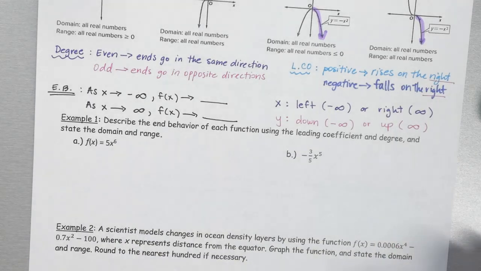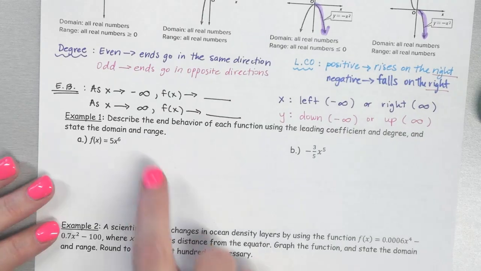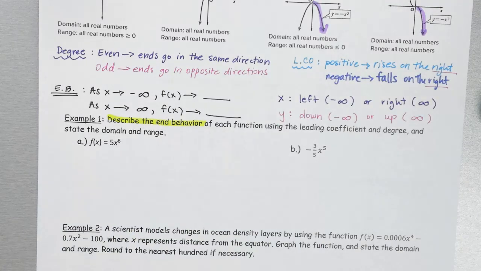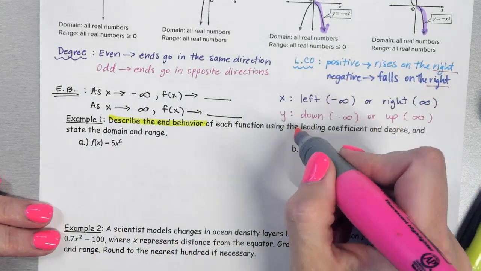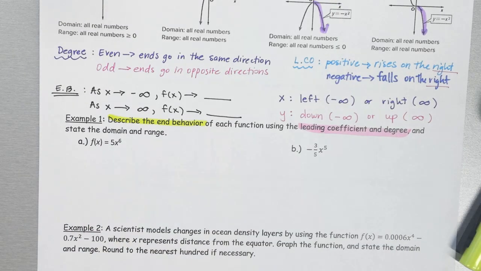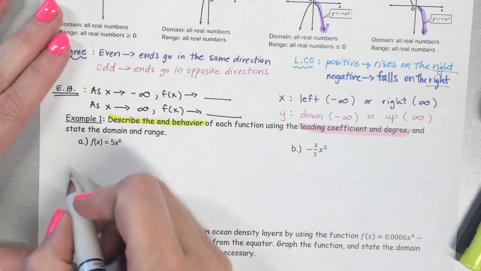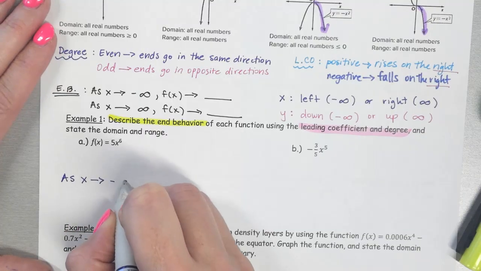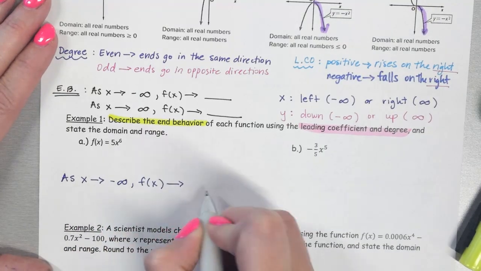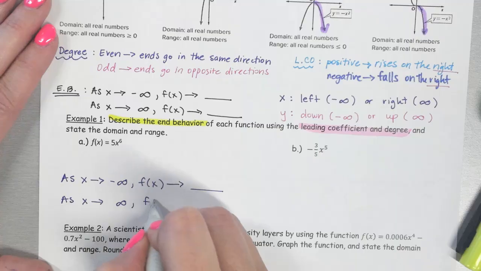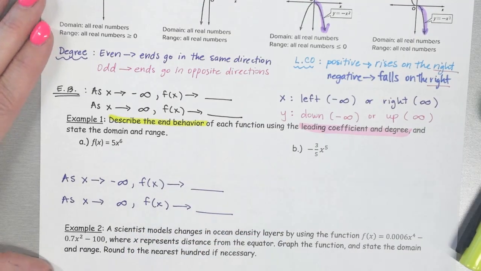We are going to tackle the first part of this where it says describe the end behavior. It says you have to use the leading coefficient and the degree, which just means you aren't going to graph it. You aren't going to look at the graph. And then it says and state the domain and range. We are going to do that in a second. What I want you to do is write down the start of this statement. As x goes to negative infinity, where does f of x go? As x goes to infinity, where does f of x go?